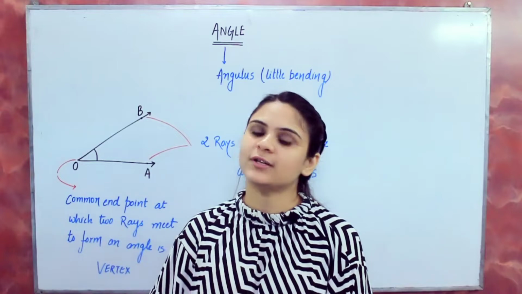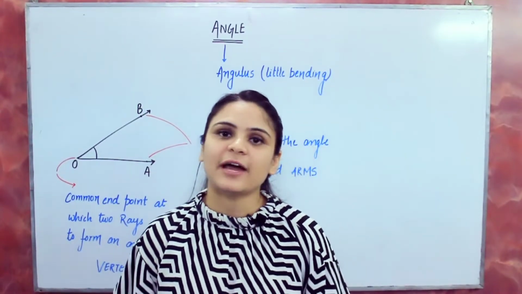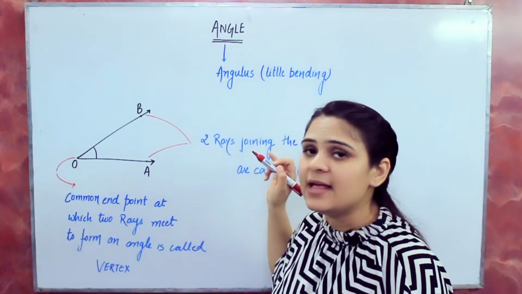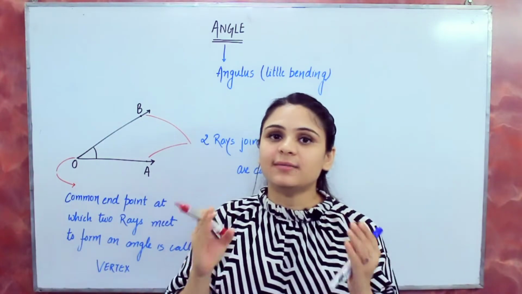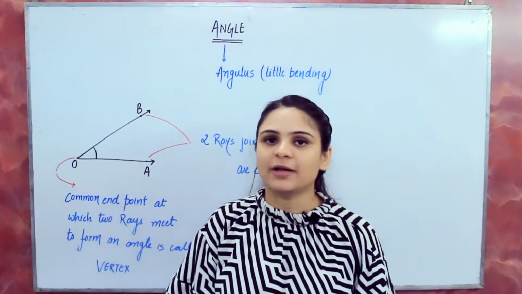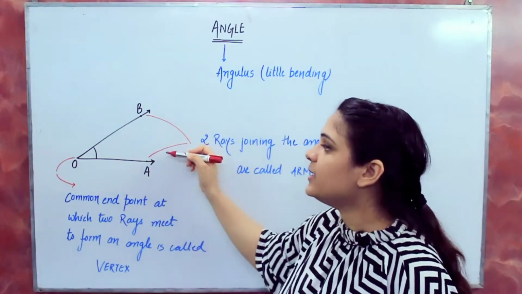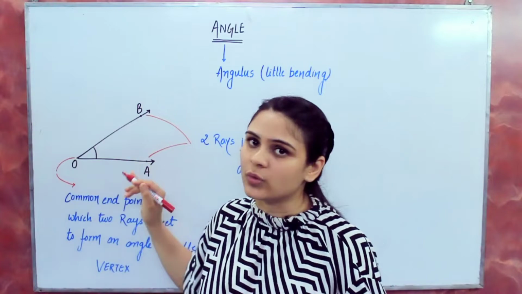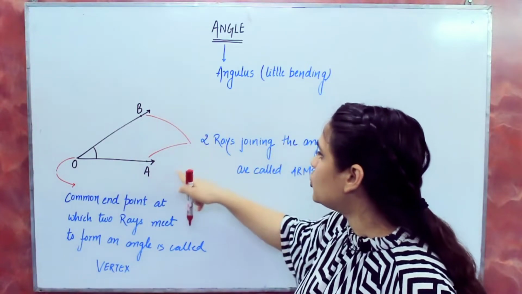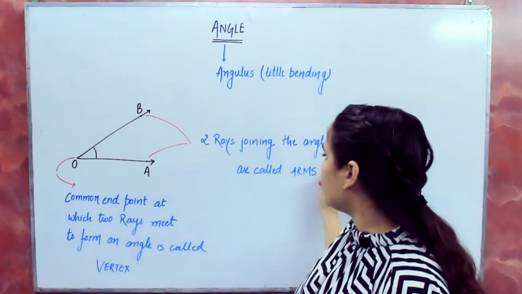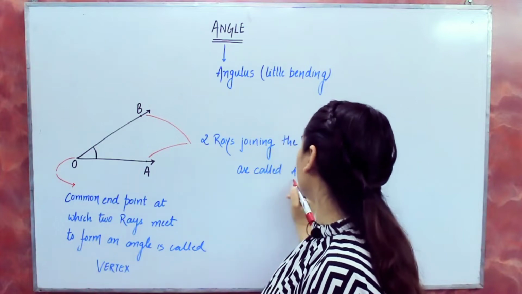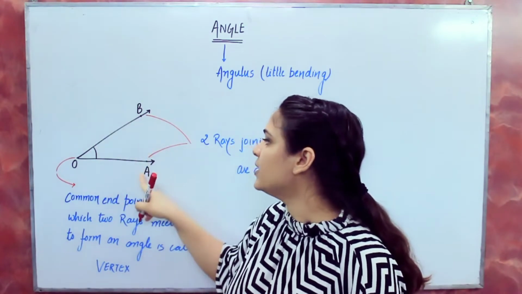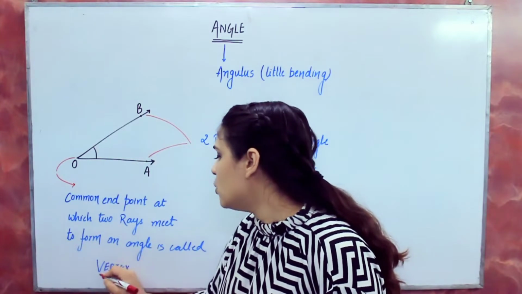Now we will see what is angle. Angle is derived from a Latin word angulus, which means little bending. And in geometry, this is the basic shape which is formed by two rays joining at a common end point. When two rays join at a common end point, it is known as angle. And these two rays joining the angle are called arms, whereas the common end point where these two rays are meeting is known as vertex.